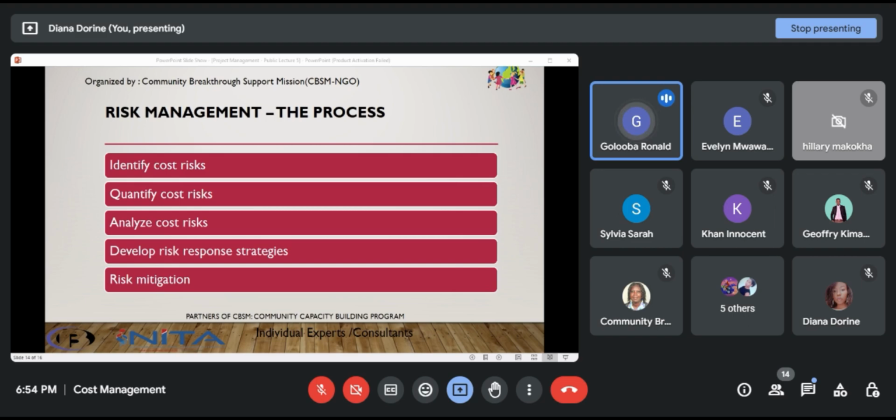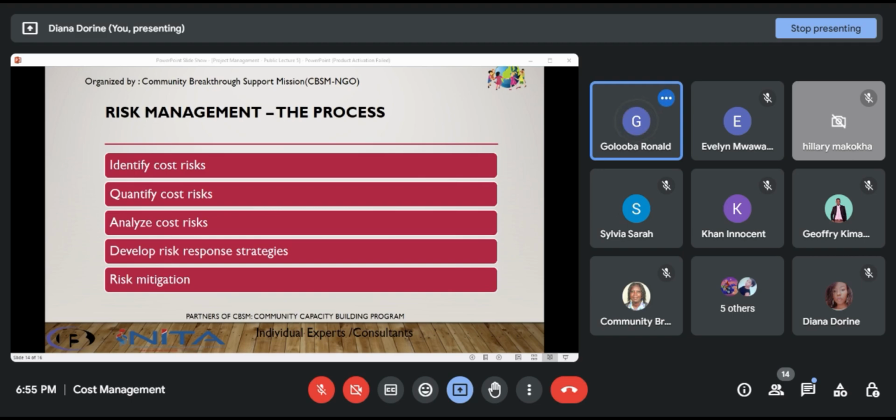So under quantifying the risk, you are looking at cost estimation. Estimating the potential impact of the identified risk in terms of project costs. This may involve conducting sensitivity analysis, Monte Carlo simulation, or other quantitative techniques to assess the range of possible cost outcomes. So once you've done that, you are still quantifying the risk.